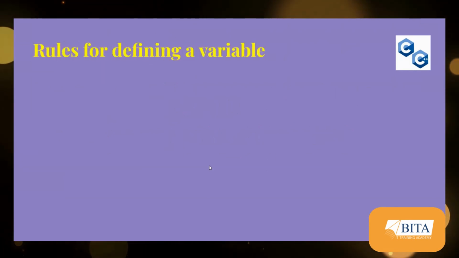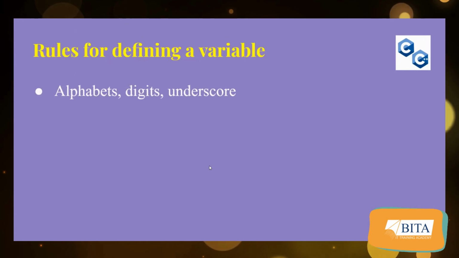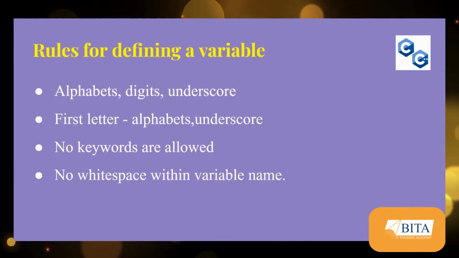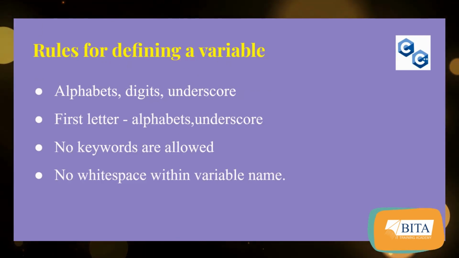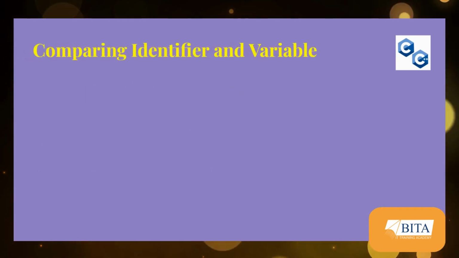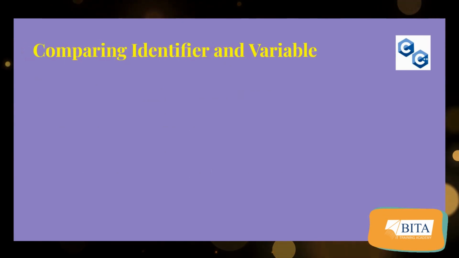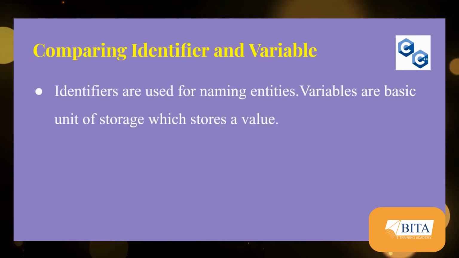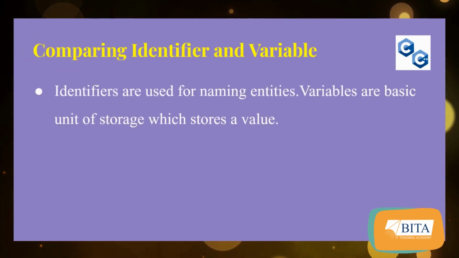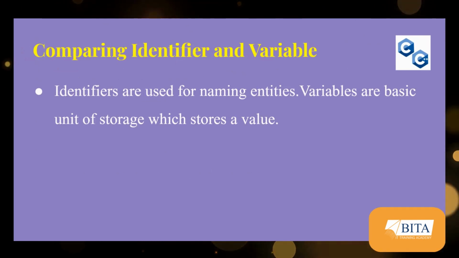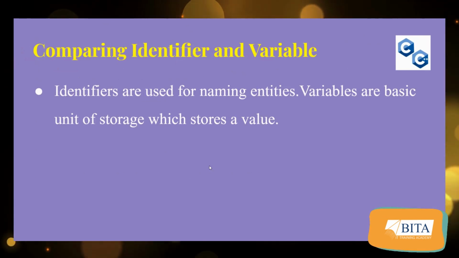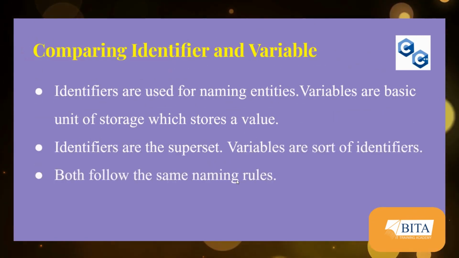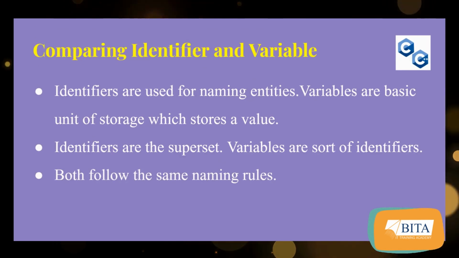The rules for defining a variable are the same as those of identifiers. These we discussed in the previous video itself. So now we'll directly go into the comparison of identifier and variable. Identifiers are used to give a unique name to an entity to distinctly identify it, but a variable is the name assigned to a memory location. Variables are a sort of identifier. Both of them follow the same naming rules.